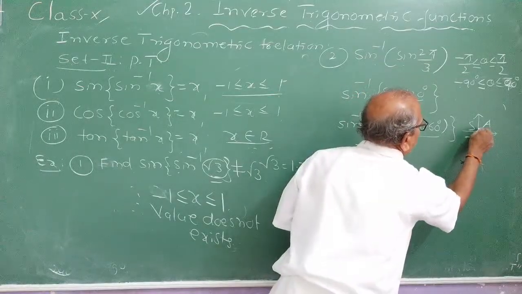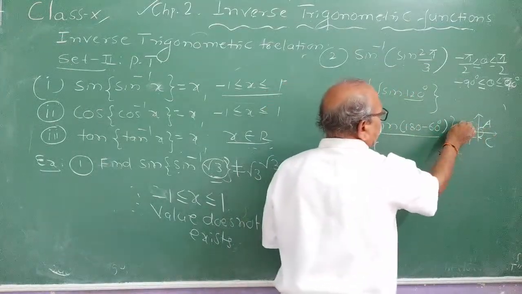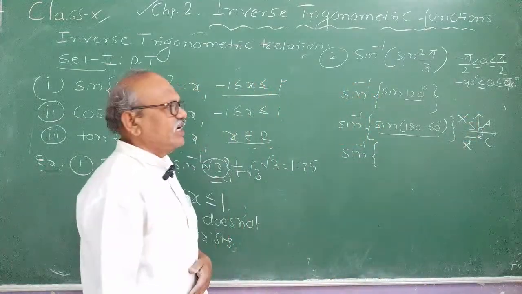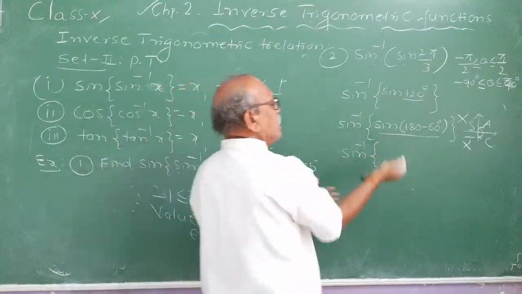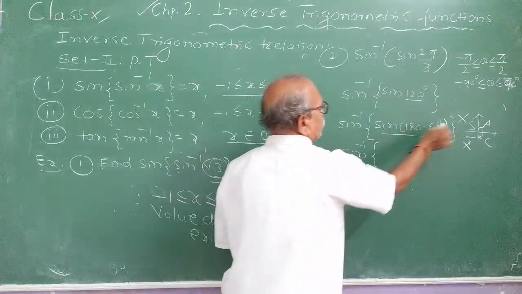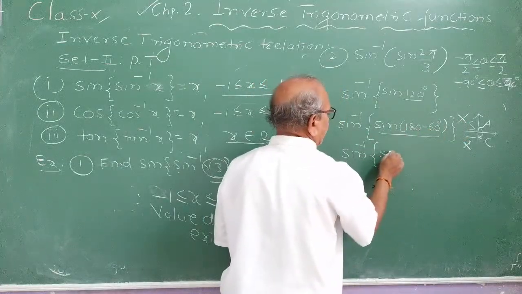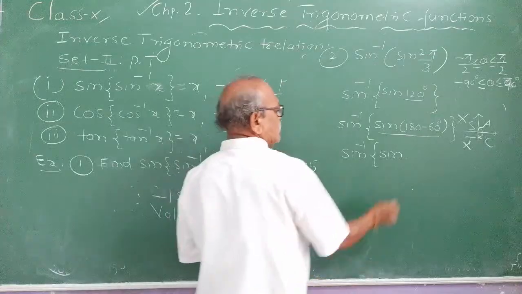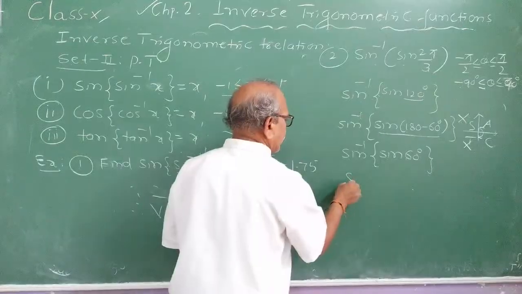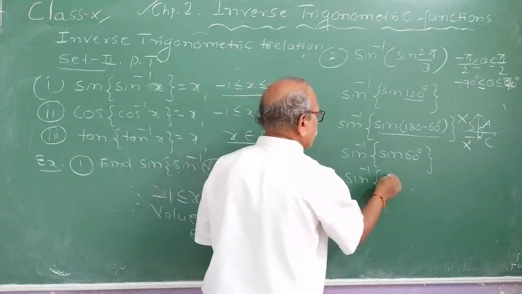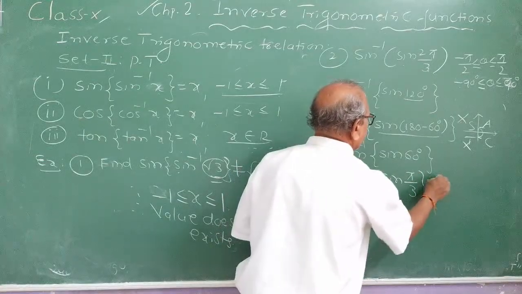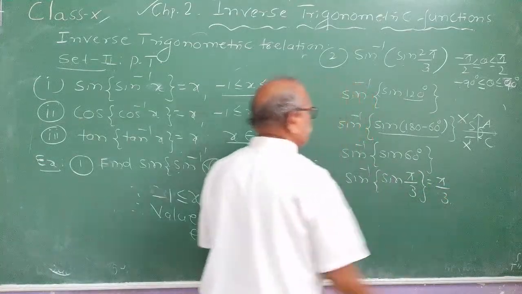Which range? 120 is in the second quadrant. Second quadrant is invalid for the inverse function. But using the allied angle, you can bring it in range, that is sine of 180 minus 60. In the second quadrant sine is positive. Therefore, you can write sine 60 degrees. As the values are given in radian measure, sine inverse of sine 60 degrees can be written as pi by 3. So the answer is pi by 3. I hope you understood.